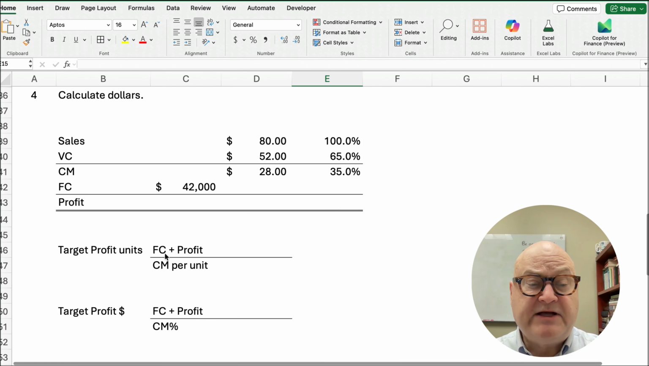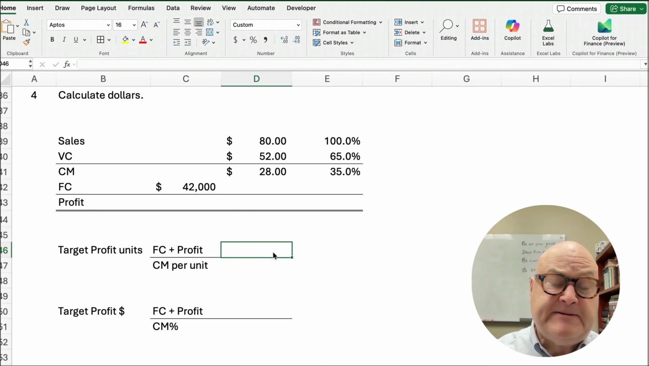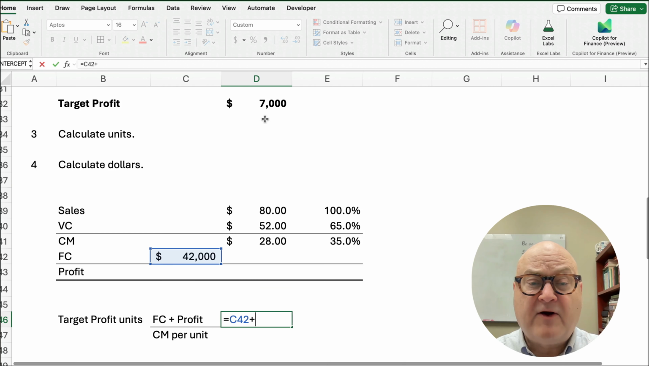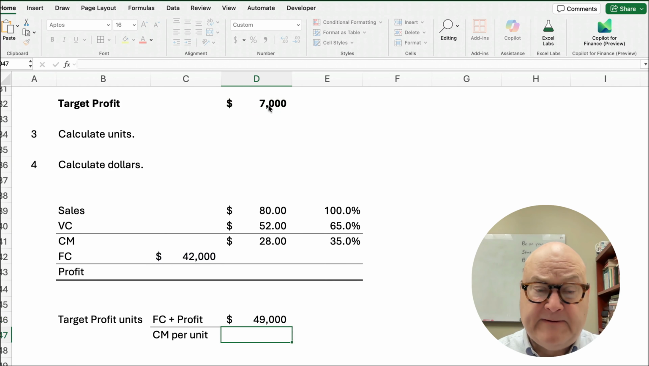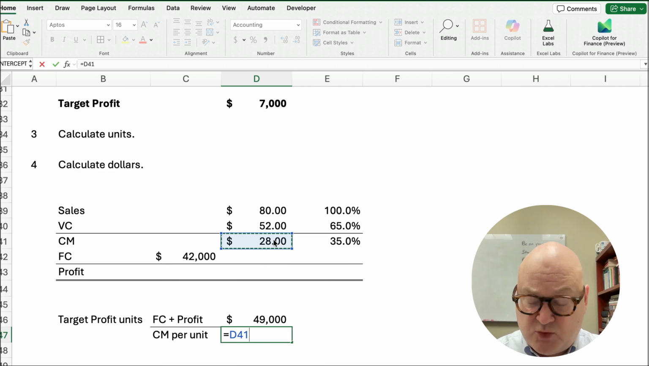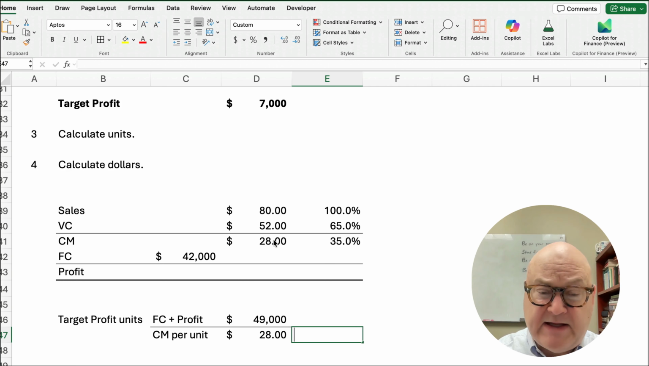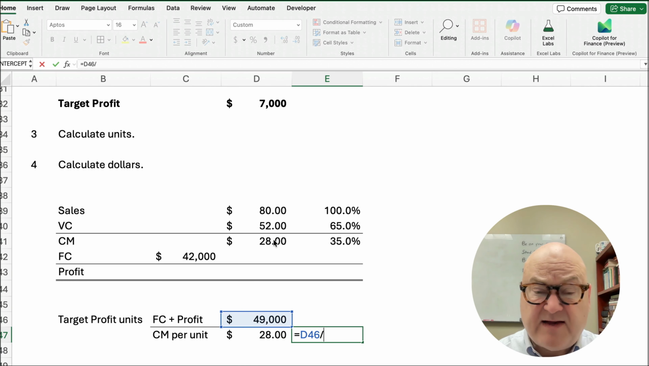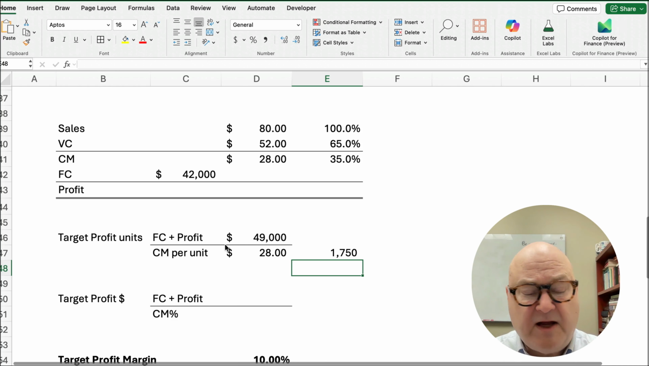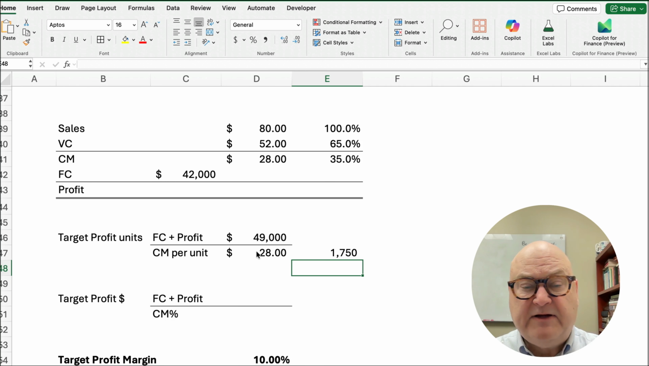And so here's what we do. We're going to take target profit in units is going to be the fixed cost, the 42,000, plus we want the profit, the target profit of 7,000. We're going to divide this by the contribution margin per unit, which is $28. And so we're going to end up with 49,000 divided by 28 is going to be 1,750. Now I made the numbers where they come out evenly, but if they're not even, you just keep going. You can round up to the nearest whole dollar.